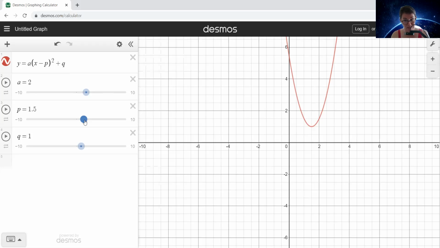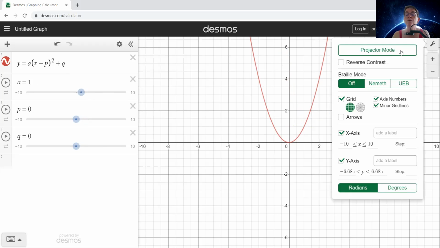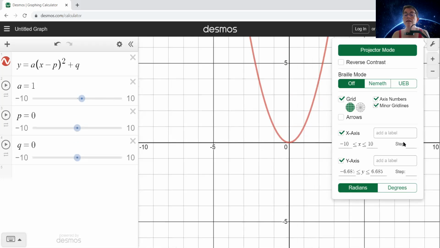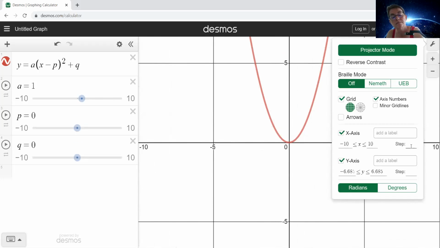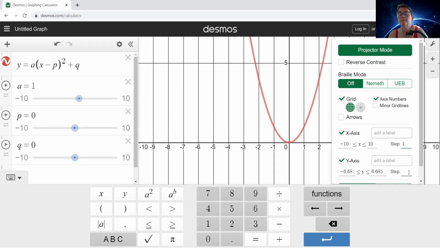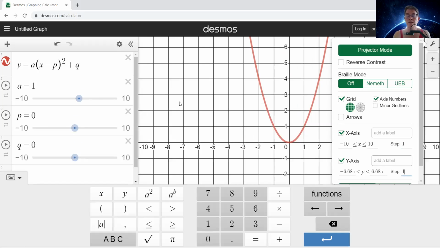That was my last assignment. This one is much better. All right, so it says before we get started, we should make a equal to 1 and p equal to 0 and q equals 0. Oh, there we go. Hold on, I'll make this a little bit better for you guys. Projector mode. All right, there. Now it's even easier to see.